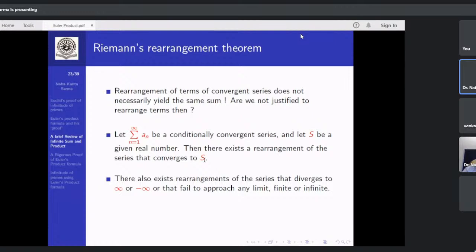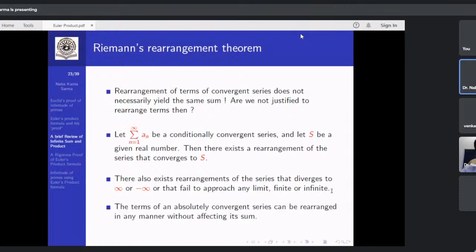Not only that, Riemann proved that there also exist rearrangements that diverge to plus infinity or minus infinity. I can rearrange the series in such a way that it diverges to infinity or even to minus infinity. Or it can oscillate: it will neither diverge nor approach any limit, finite or infinite. So all possible behaviors are possible for a conditionally convergent series.